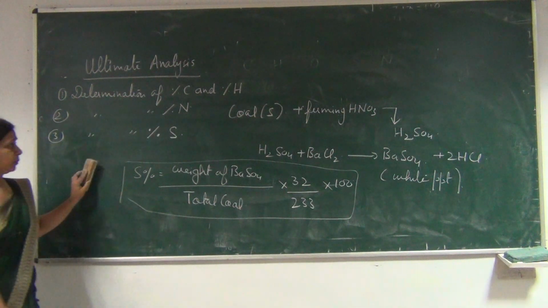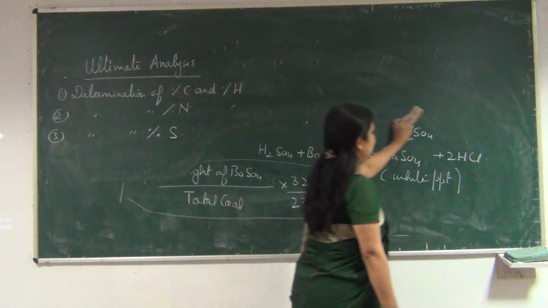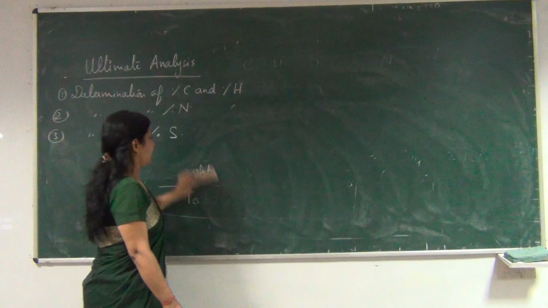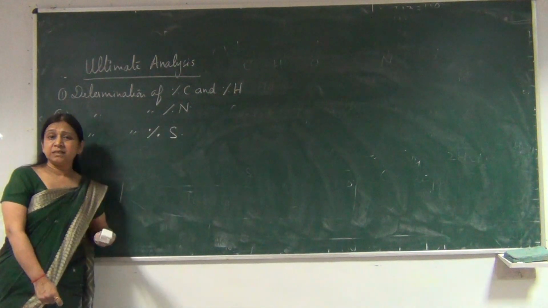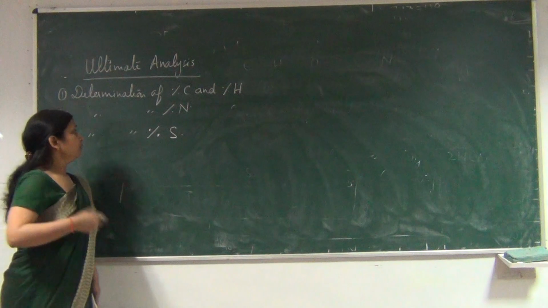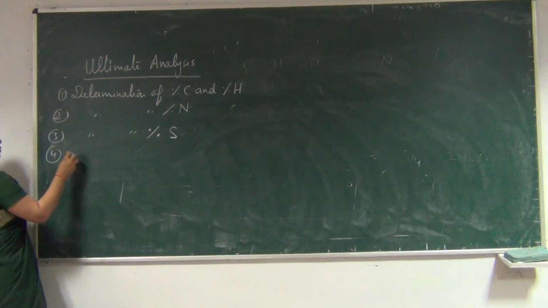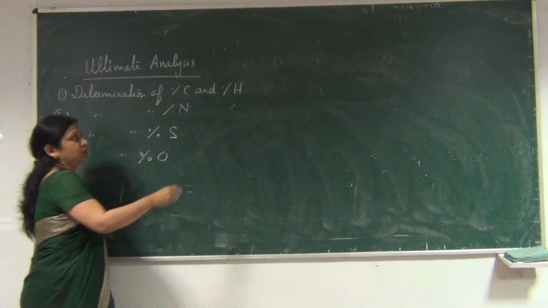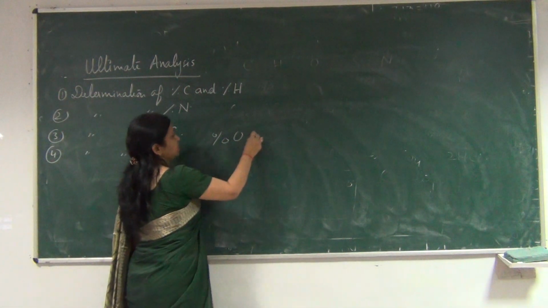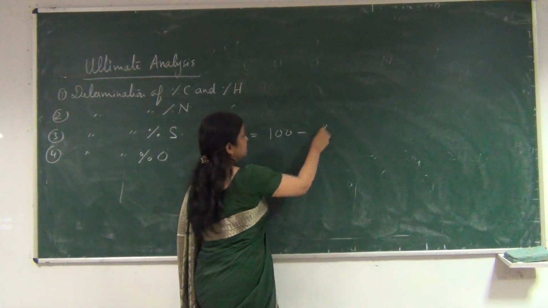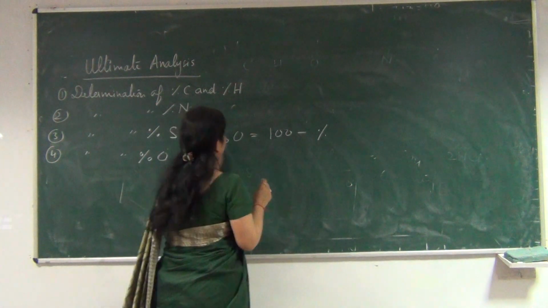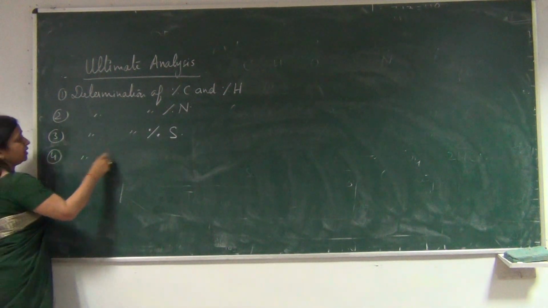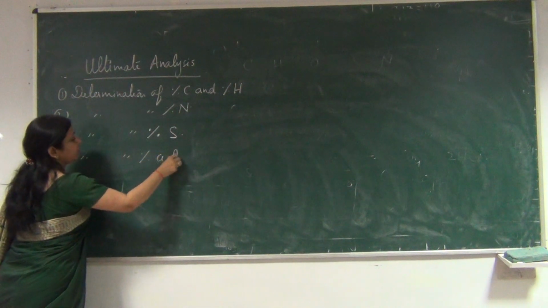in the coal. Again, sulfur is associated with SO2 or SO3, and SO2 and SO3 they are acidic gases, so they are not required in the fuel. And the last thing which we determine is determination of percentage of oxygen. Now before determining the percentage of oxygen, we determine the percentage of ash.